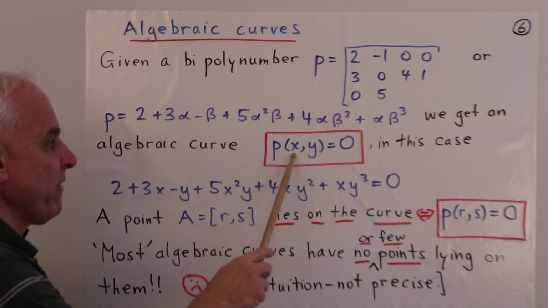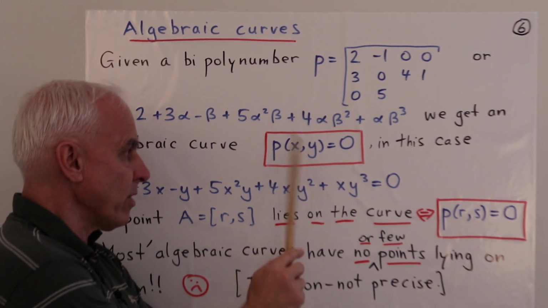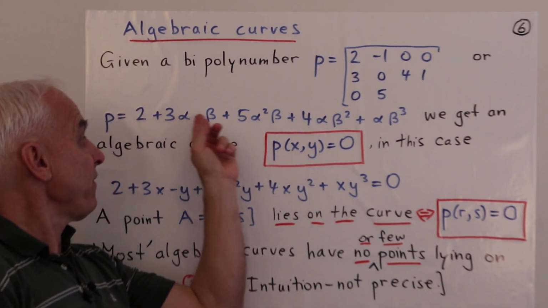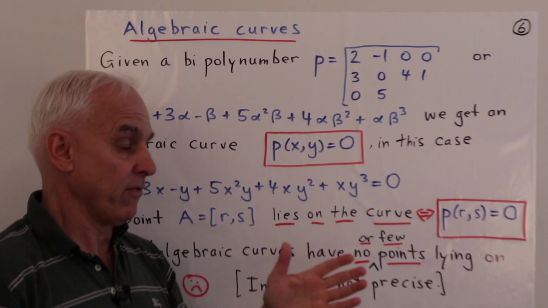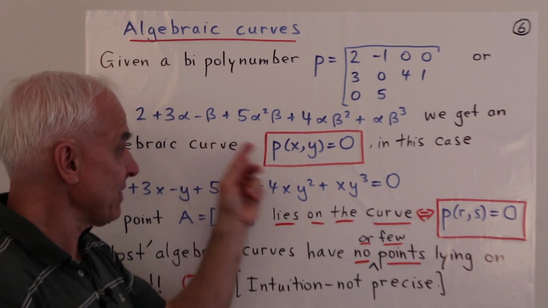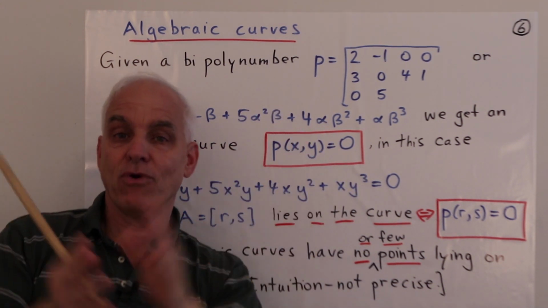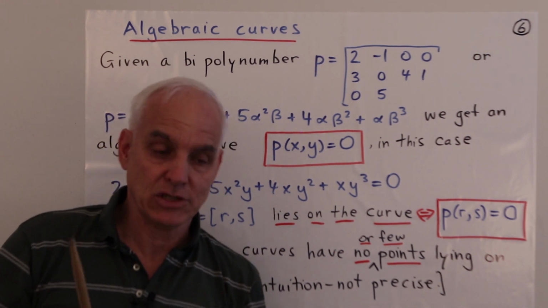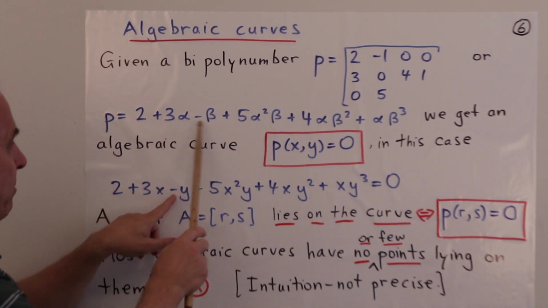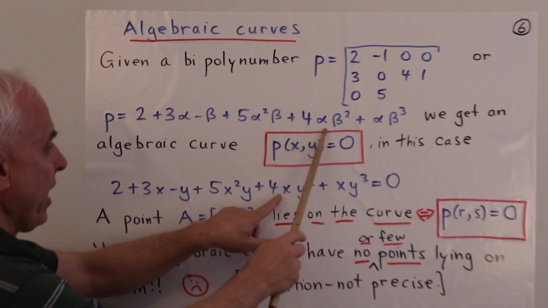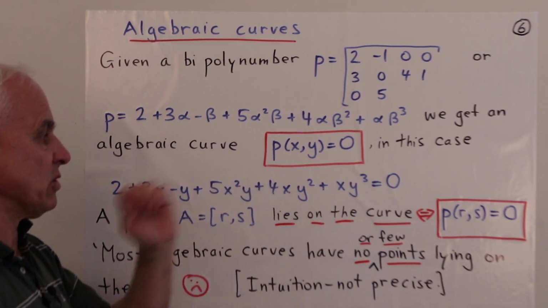The curve is just p of x, y equals 0, where we agree that when we write p with a comma and two objects, we're going to replace the alphas and betas in this expression with these things, whatever they are, if they're numbers or other variables. Okay? So we're going to replace the alpha with x, we're going to replace the beta with y, and we're going to set that equal to 0. And that equation is for us the algebraic curve. So an algebraic curve is an equation. In this case, the equation 2 plus 3x minus y plus 5x squared y plus 4xy squared plus xy cubed equals 0. That is an algebraic curve.